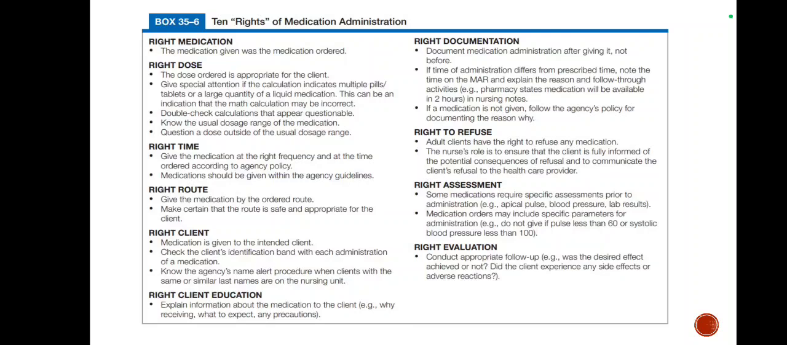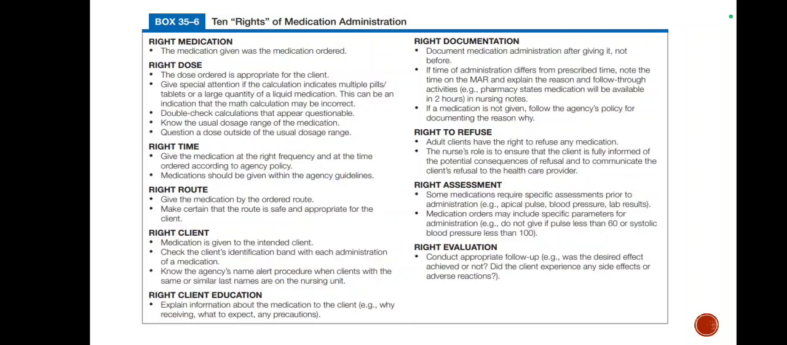Give the medication by the ordered route. We have different types of routes. We have oral, we have anal, which is your suppositories. We have also your parenteral, such as your injections. So we have intramuscular, intravenous, subcutaneous, and then intradermal medications. We also have patches. Okay. And then we have also the right client.